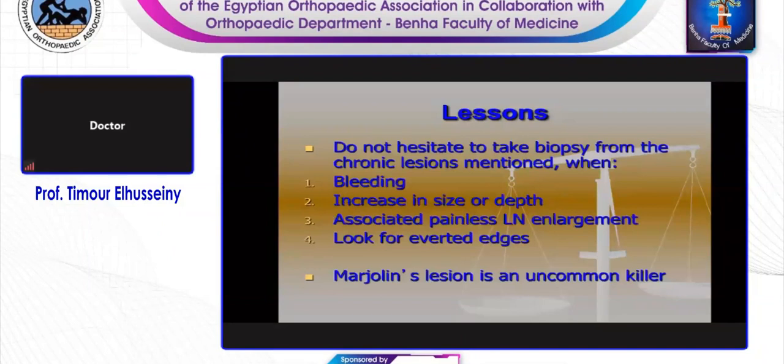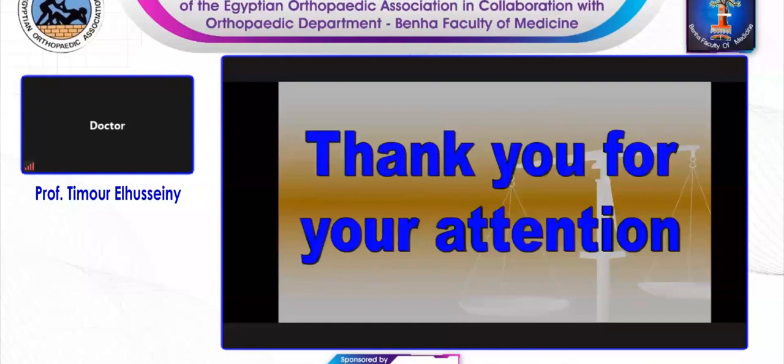What are the lessons learned in this short presentation? Do not hesitate to take a biopsy from the chronic lesions mentioned: when you see excessive bleeding, when you see an increase in the size or depth, when you see associated painless lymph node enlargement in the groin, and when you see an everted edge. Marginal ulcer is an uncommon killer. And I thank you very much for your attention.